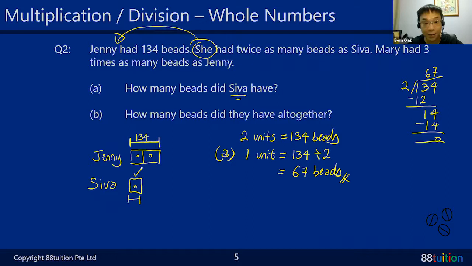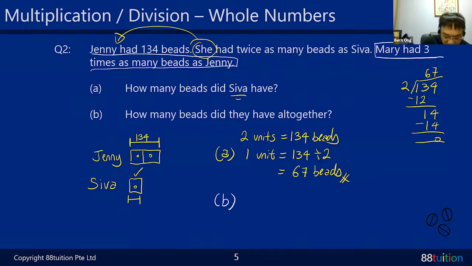All right. Okay, so now let's talk about B. Let's talk about B. Okay, so part B, what do you have? Mary has three times as many beats as Jenny. Mary has three times as many beats as Jenny. So Jenny is how much? Jenny is this portion here. Can you see that? This white color. So this is Jenny. This white color is Jenny. The whole of Jenny is this white color.